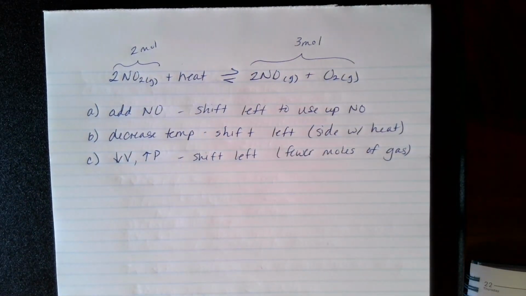And I believe that there is a table in your book that has all of this stuff in a chart, and it lists which side it's going to shift to if you add a reactant, if you add a product, if you decrease a reactant, if you increase or decrease the temperature. It has all of that summarized on a chart in your textbook to help you out.